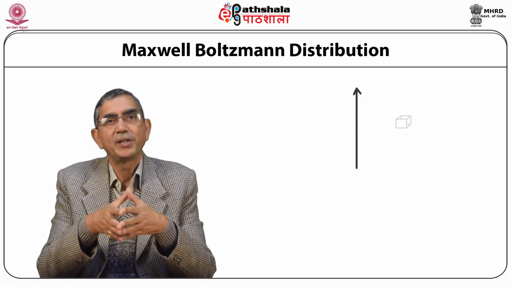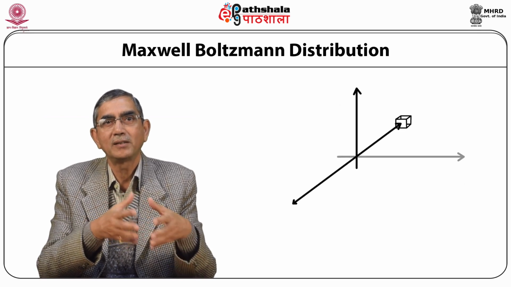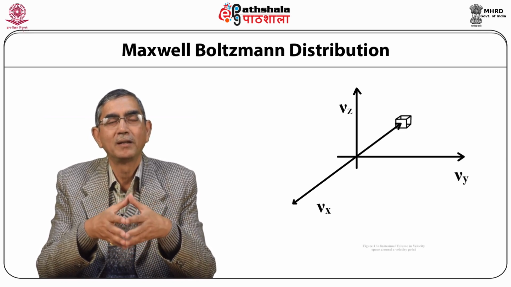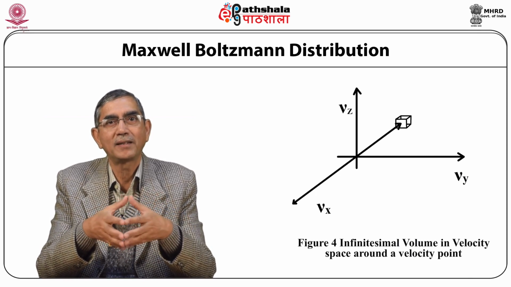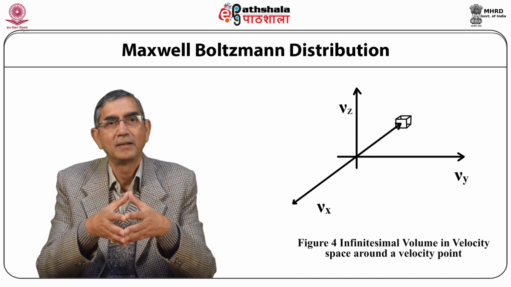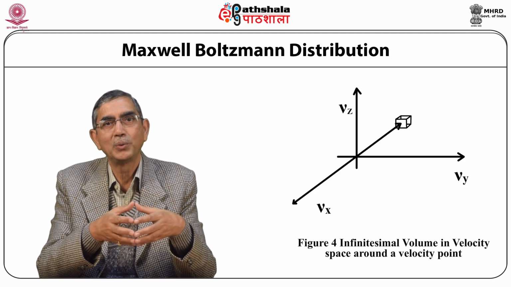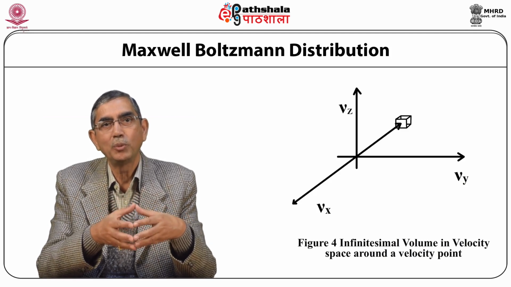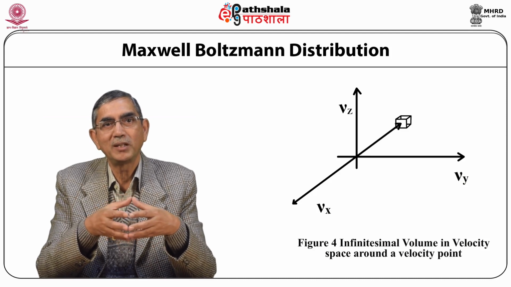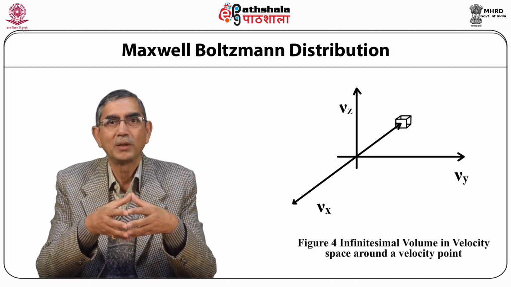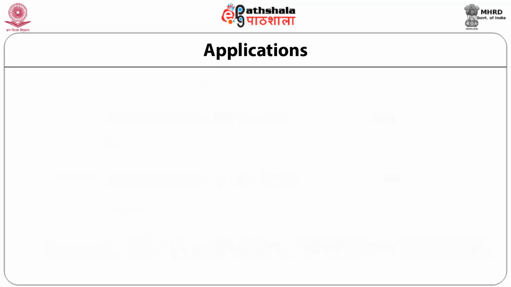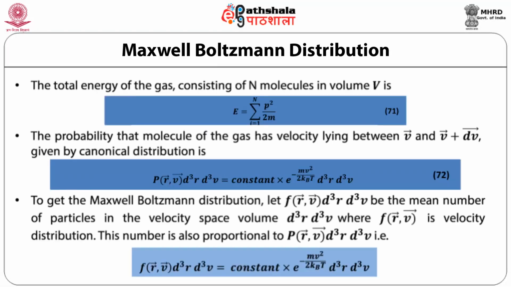One of the very interesting applications of canonical distribution in classical physical systems is to obtain the distribution of velocities in a gas, an ideal gas. The aim of the Maxwell-Boltzmann distribution is to find the number of molecules in the phase space volume d^3r d^3p around the representative point Rp, as shown in the adjoining figure 4. The total energy of the gas consisting of n molecules in volume V is E equal to summation over i equal to 1 to n of p square by 2m.